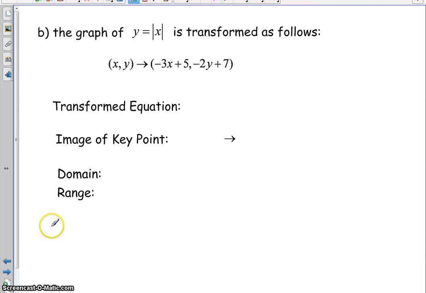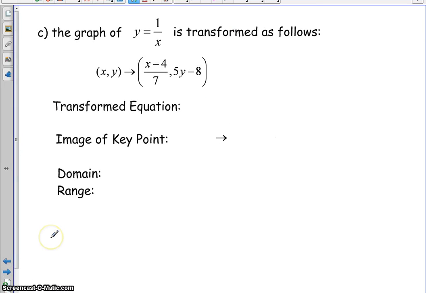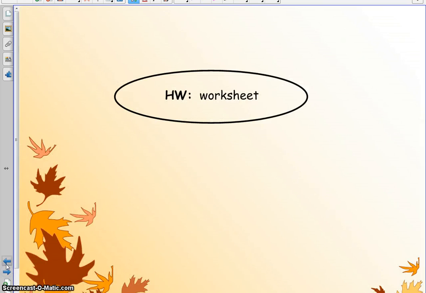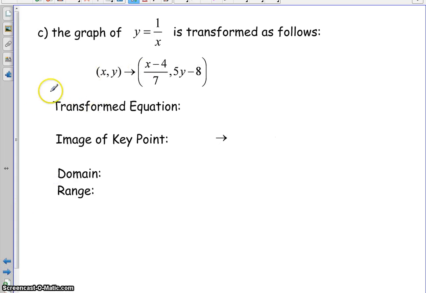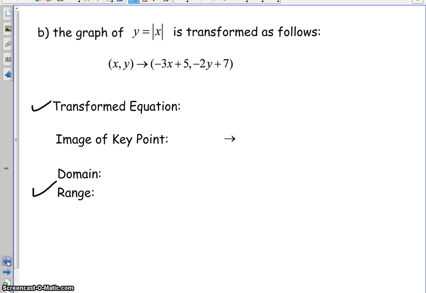Okay, we have a couple of examples left. So we have part B here dealing with an absolute value function, and part C dealing with a reciprocal function, and then we're going to have some homework. But I'd like you to try doing B and C on your own first. So this one is nice, it gives you the mapping rule, so try and find your transformed equation and your domain and range. Okay, repeat that process for part C, transformed equation, domain and range, then we'll call it a day.